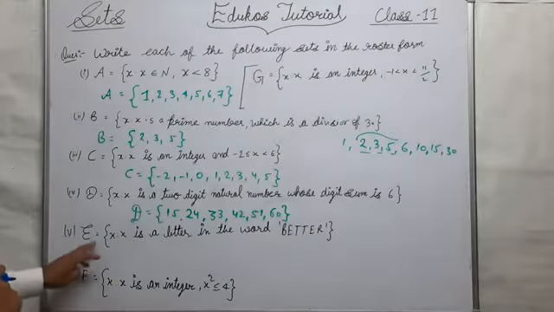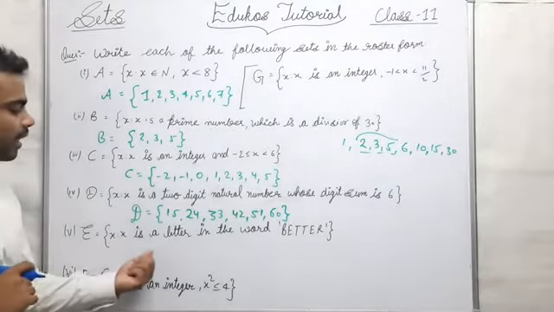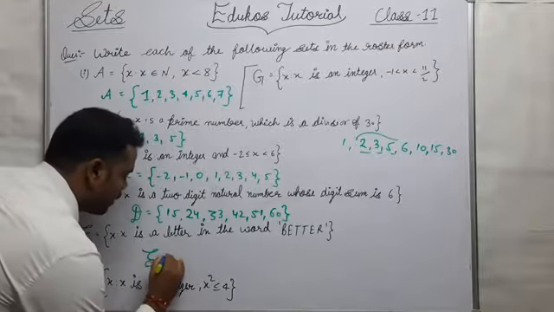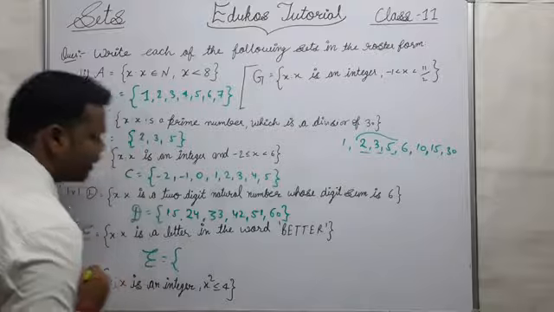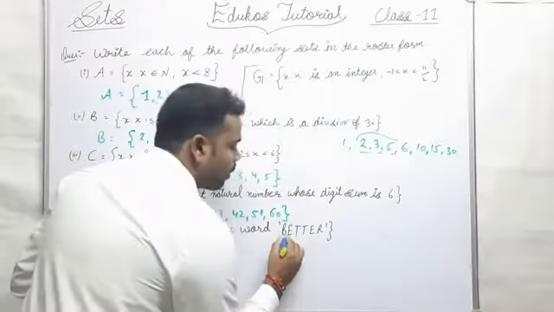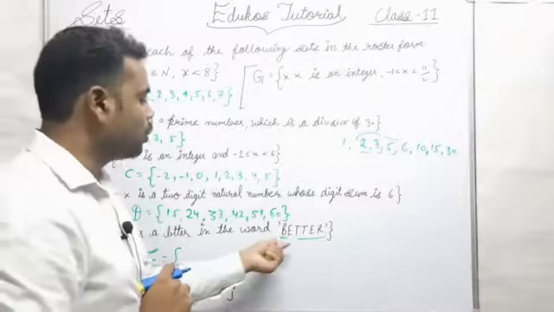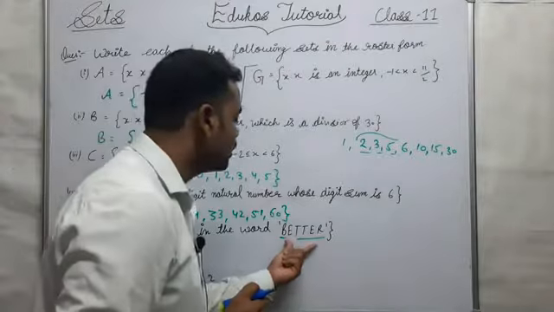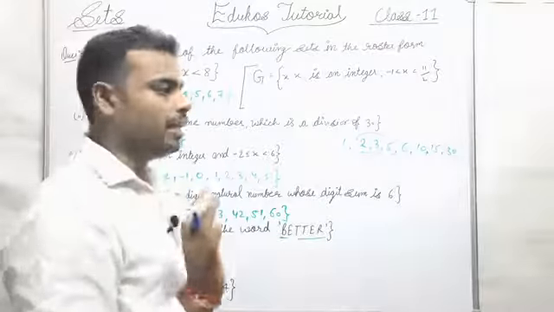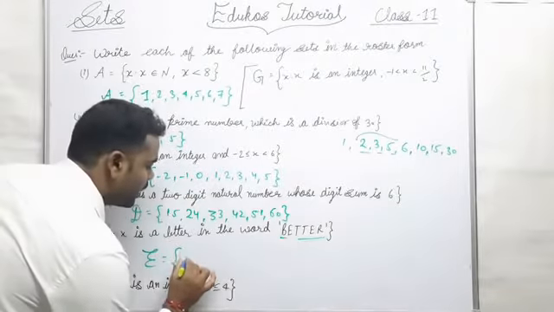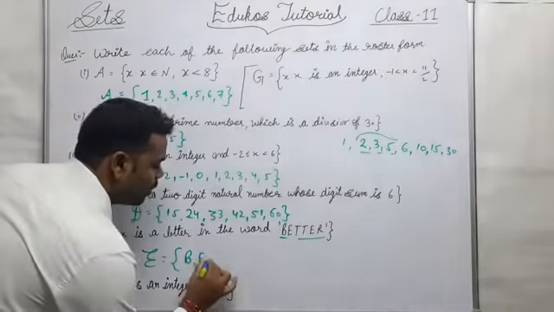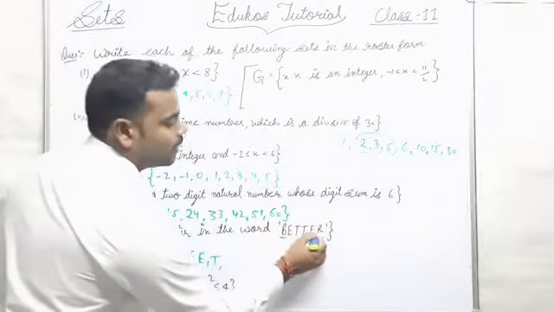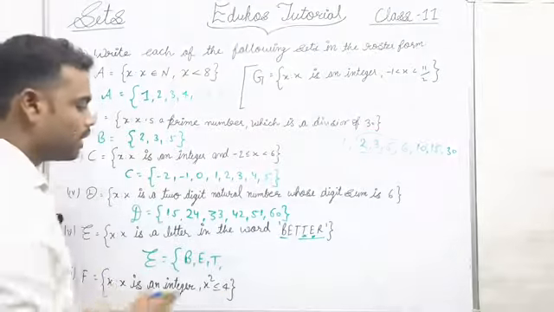Okay, now the next one is E, x such that x is a letter in the word BETTER. Okay, so x is a letter in the word BETTER. Okay, so when we write a collection of alphabet letters, every element of this set will be written only once. So first write B, next E, next T. T is again coming here, but we will write it only once. Again E, we will also write it once, and R.